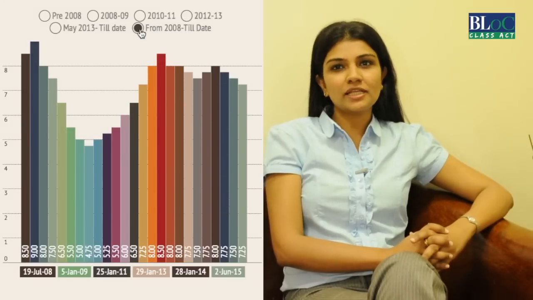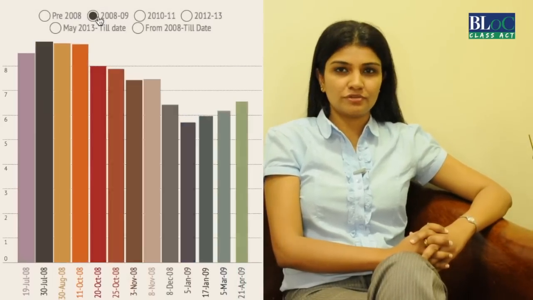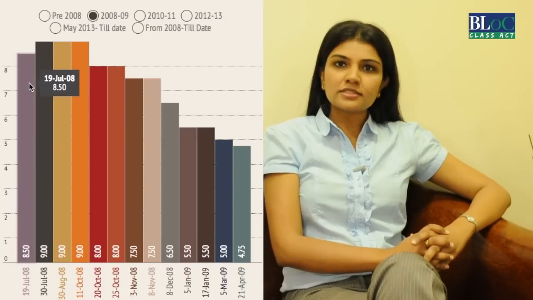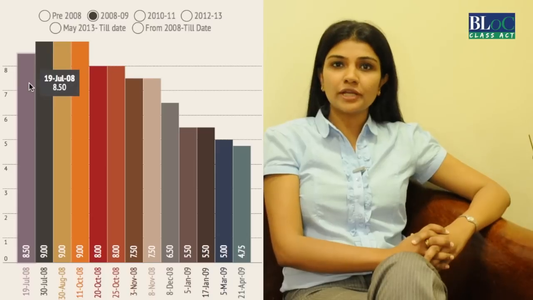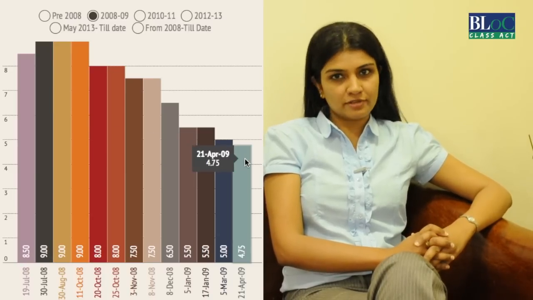Let us look at what the RBI has done in recent years. In the wake of the global financial crisis in September 2008, the RBI chose to adopt an aggressive money easing policy and followed it by a series of reductions in policy rates. Between October 2008 and April 2009, the Reserve Bank of India reduced the repo rate by more than 4 percentage points from 9% to 4.75%.